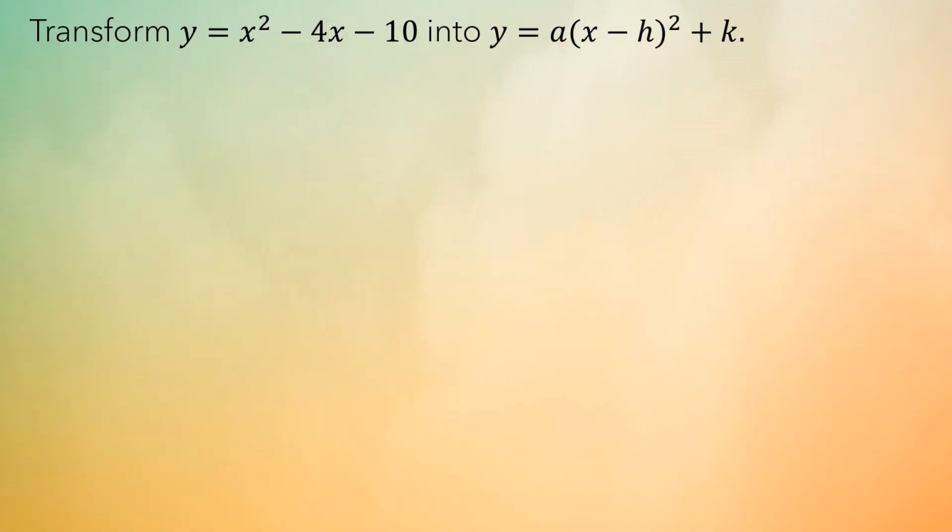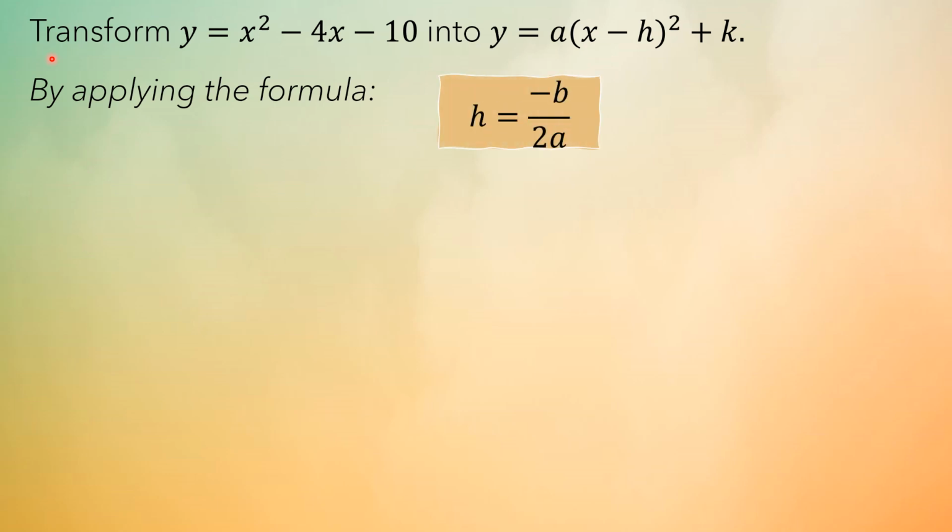Pwede pa nating i-transform ang given quadratic function na ito into y equals a times the quantity of x minus h squared plus k by applying the formulas, h equals negative b over 2a para makuha natin yung h. And then for the k, that is the constant. So the formula is 4ac minus b squared over 4a. So dito, apply lang natin yung dalawang formulas, instead of finding the perfect square trinomial na ginawa natin kanina.